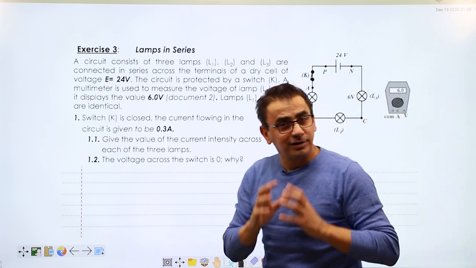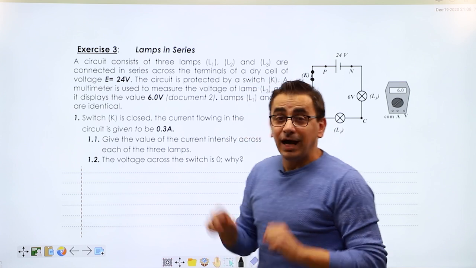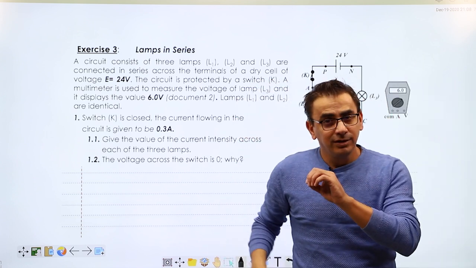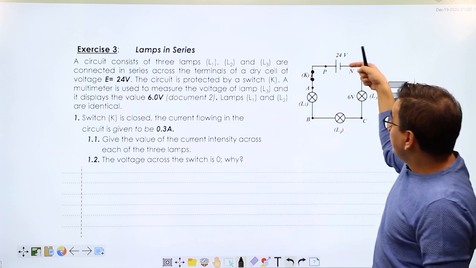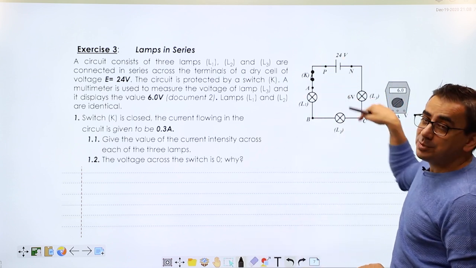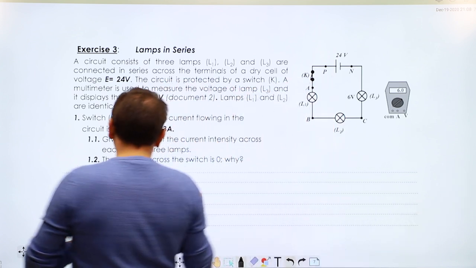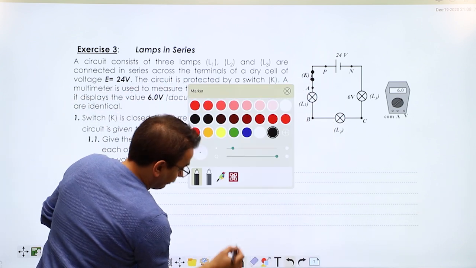I look here and I have a current of 0.3 ampere, which is flowing in the circuit, as they tell us. So in the whole circuit, the current is 0.3 ampere. And the circuit is connected in series where current is unique. So that's it. The current in the battery, in the switch, in the lamps is all 0.3 ampere. That's all we have to do. So 1.1, going to blue.